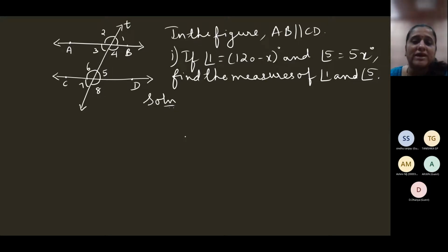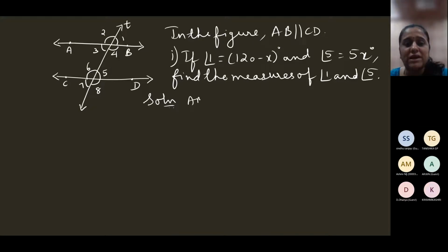What is the relationship between angle 1 and angle 5? Corresponding angles, ma'am. Are they equal? They are corresponding angles, but the next question is, are they equal or not? They are equal. Why are they equal? How do you say that they are equal? Because line AB and CD are parallel, ma'am. Yes, because AB is parallel to CD, the corresponding angles 1 and 5 are equal.